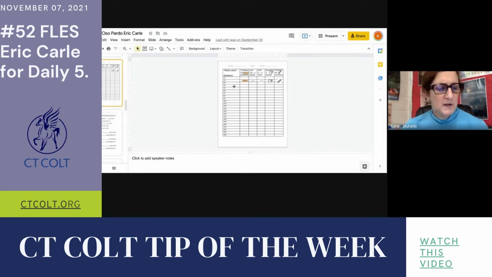And the five sections of the Daily Five are read to self, read to someone else, listen to reading, someone else reading, so the teacher, word work, and writing. You can list the students' names and they can choose 3 of the activities, which is typically what is done. And then I will share a little bit of the activity.